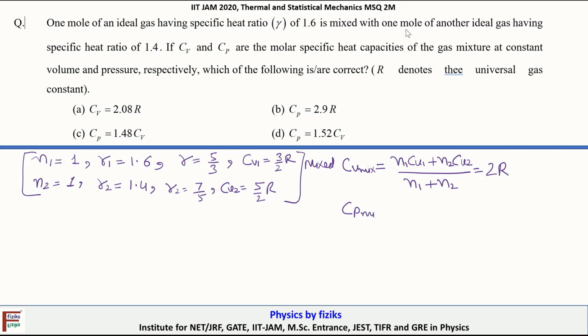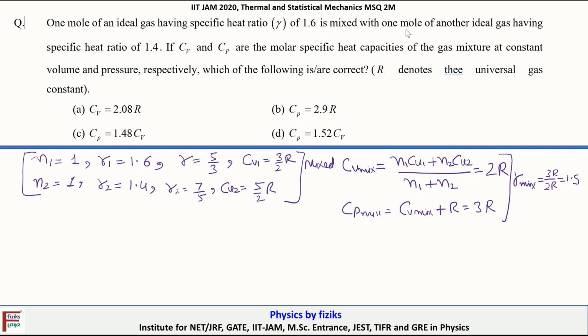Once Cv mix is obtained, from here we can obtain the value of Cp for the mixture, and this is equal to Cv mix plus R. So that means 2R plus R, that will give you 3R basically. From here we can find the value of gamma mixture. Gamma mixture will be simply the ratio of Cp mix divided by Cv mix, and that will give you how much? 3R by 2R, and that is equal to 1.5.